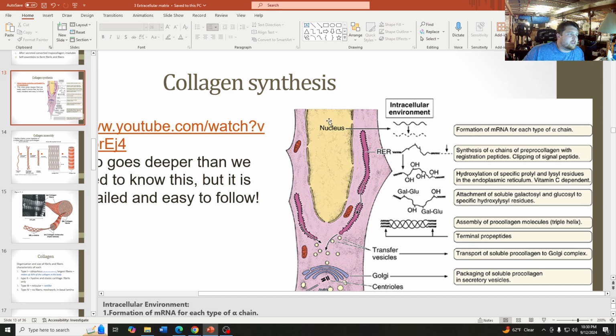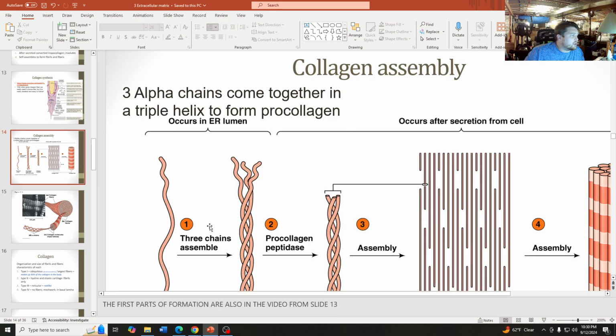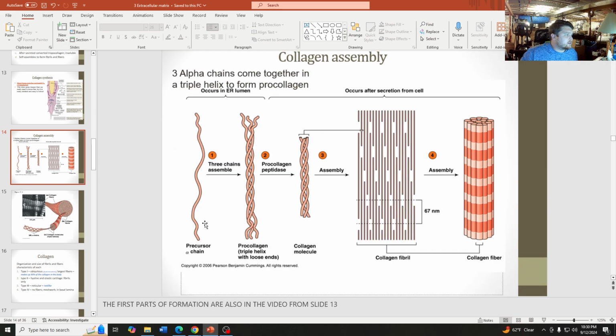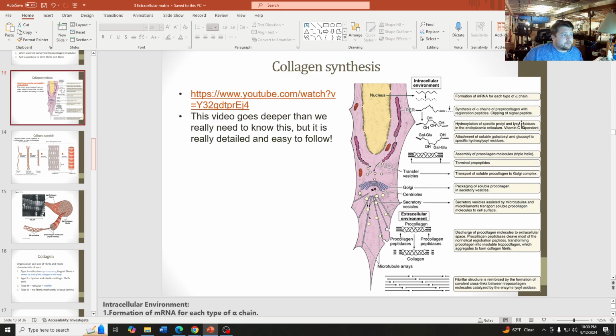So first off, from the nucleus, we get mRNA that's formed for each type of an alpha chain. When we form collagen, we're going to build alpha chains. These alpha chains, we're going to get 3 of them, and then we're going to bind them all together. Okay? So we get an mRNA for each of the 3 different types of chains. We get a synthesis of the alpha chains of pre-pro-collagen with the specific peptides. Okay? So we have the mRNA with the alpha chain. Then we get the formation of pre-pro-collagen.